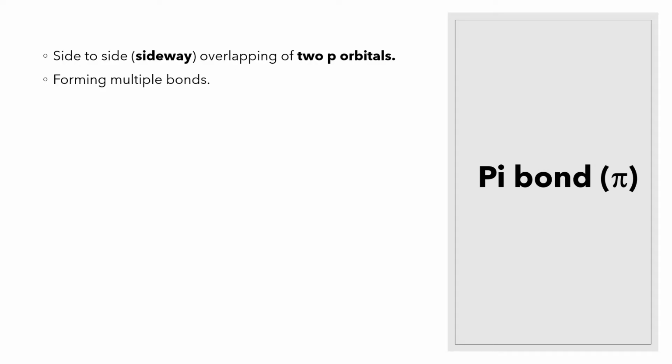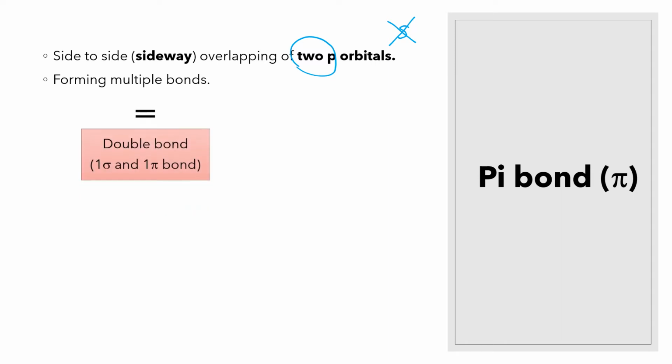Just now we have settled with sigma bonding. So now let's discuss the formation of pi bonding. A pi bond will be formed from the side to side or sideway overlapping between two p orbitals. To form a pi bonding, we only need 2 p orbitals. S orbitals are not needed in the formation of pi bonding. Side to side or sideway overlapping of 2 p orbitals will form multiple bonding. How many types of multiple bonding are there? We have 2 types of multiple bonding, which are double bond and triple bond.